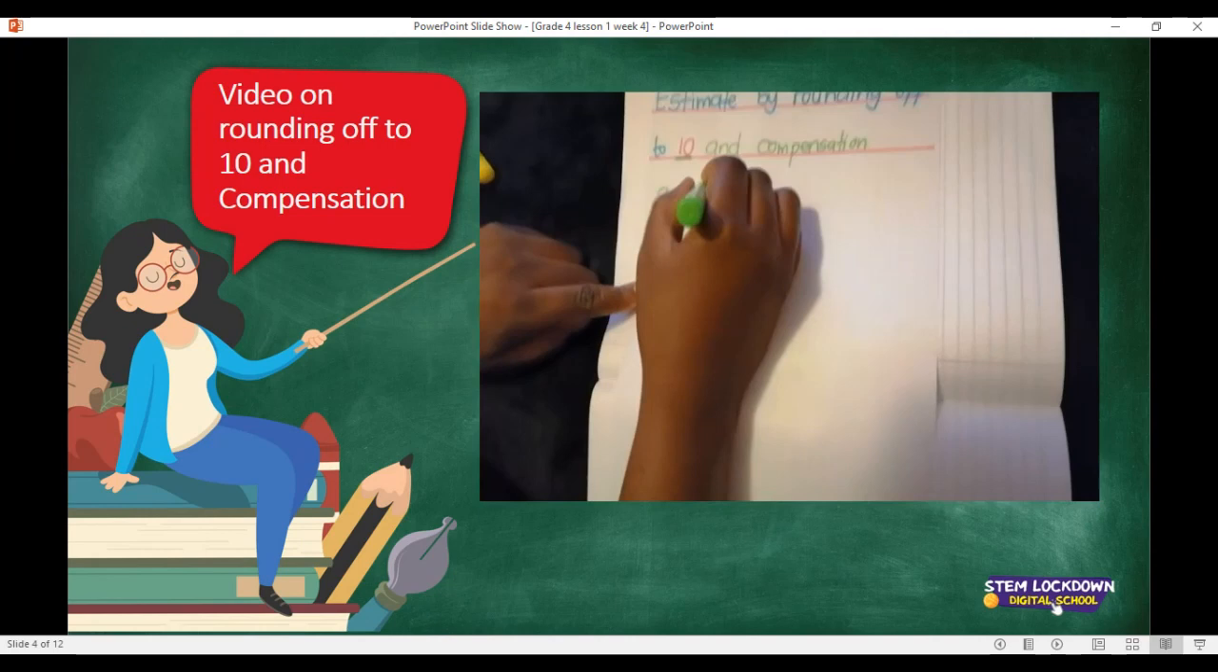It doesn't matter which number you choose. So point number 1, grade 4, you choose one of the numbers. You don't round both of them at the same time. So you choose one of the numbers and then you round them off to the nearest 10.